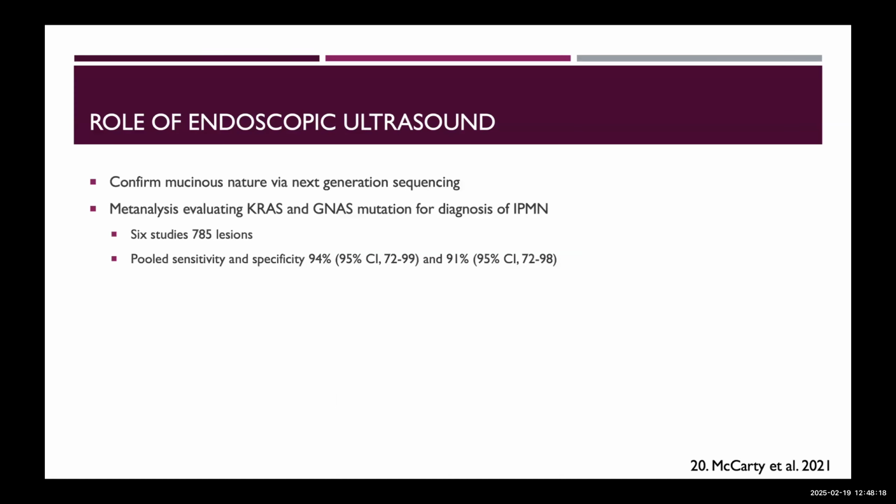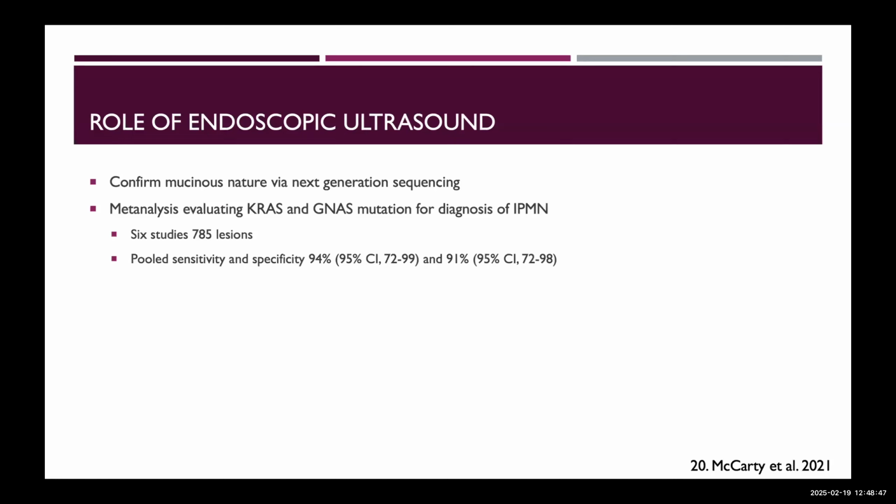So what are some other things we can do with endoscopic ultrasound? Well, when I was doing my fellowship in the US, the group would routinely send all the cyst fluid for KRAS and GNAS. As you might remember from the beginning of the presentation, KRAS and GNAS mutations are found in IPMNs, but not so in MCNs. And so it may provide some more targeted therapy in terms of what the lesion is and how to treat it.